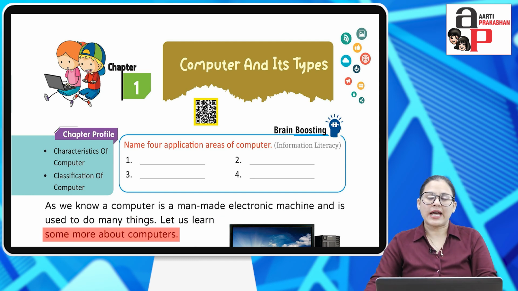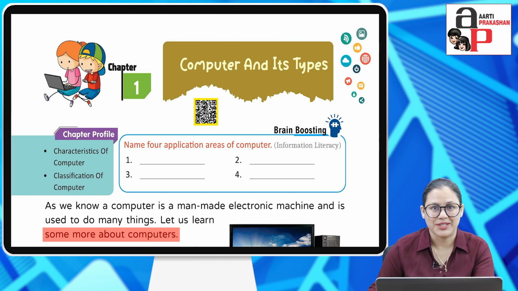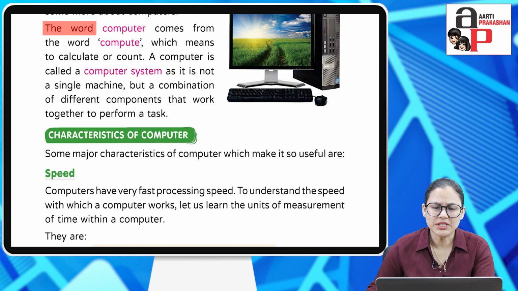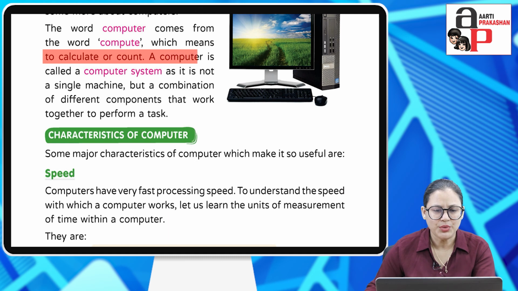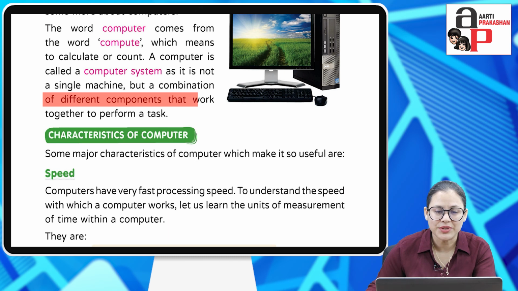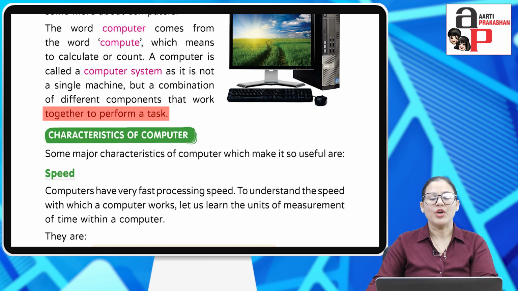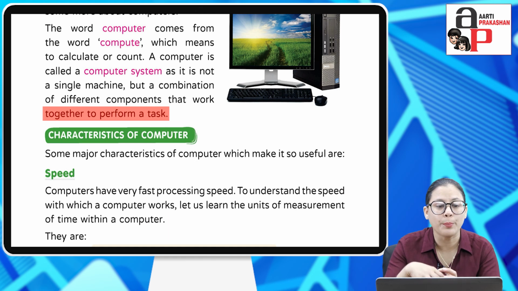So we already know that computer is an electronic machine and it is man-made. In this chapter we will learn more about computers, right? The word computer comes from the word compute, which means to calculate or count. A computer is called a computer system as it is not a single machine but a combination of different components that work together to perform a task. So computer is called a computer system because it is a combination of different components.